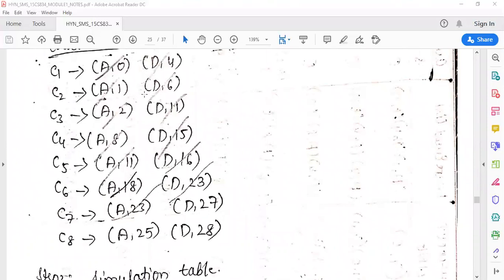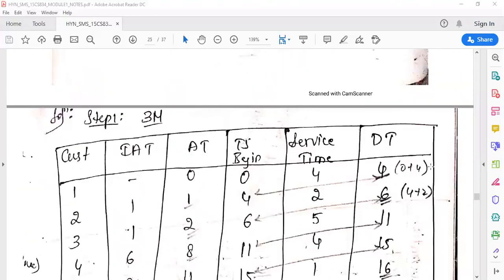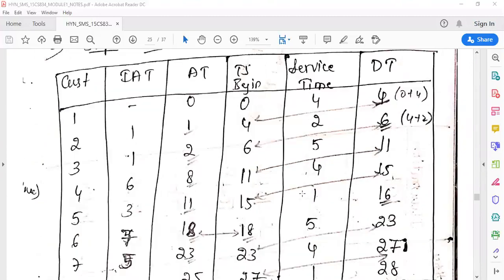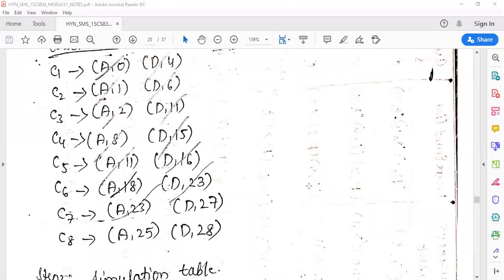So like this, we will be writing by looking at the columns of the arrival time and the departure time. You have to see these columns, arrival time and departure time, and the combination you have to write for every customer. A for arrival time, D for departure time. So these are the different event notices.